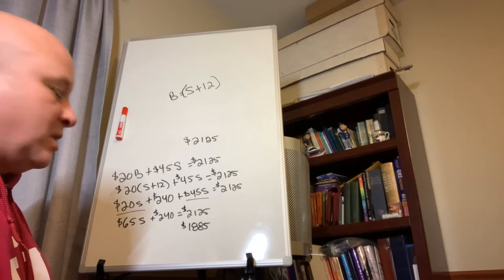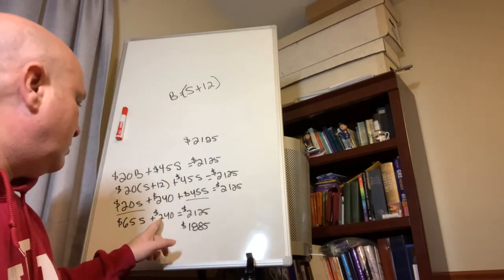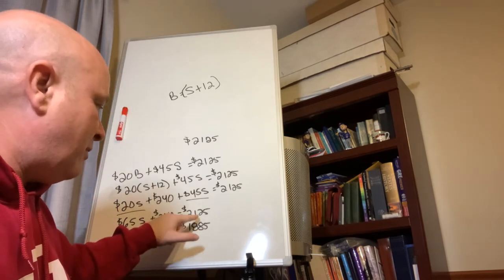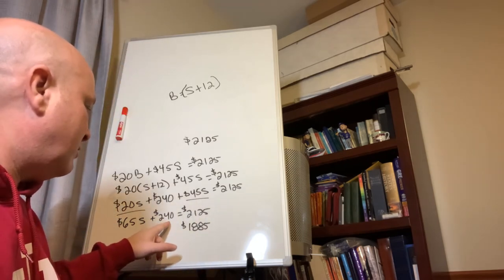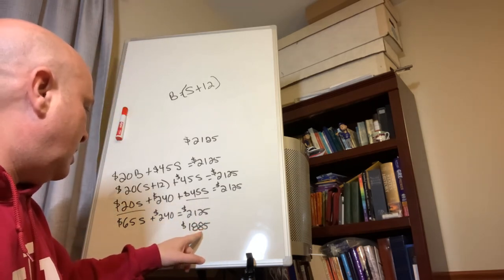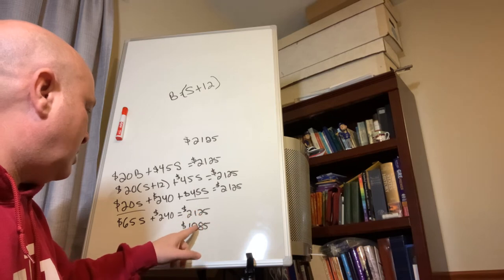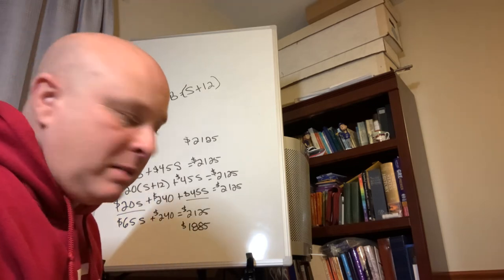I hope I'm doing that right. Let me go backwards. It would be super embarrassing if I got this math problem wrong. So to check my math, I'm going to add 240 to 1885, and it should end up being 2125. I'm just trying to figure that out, make sure I'm not doing this wrong. So 4, 12, one up there, 2, 10, and 1, 11. Yep, that's right. Okay, I got that right.